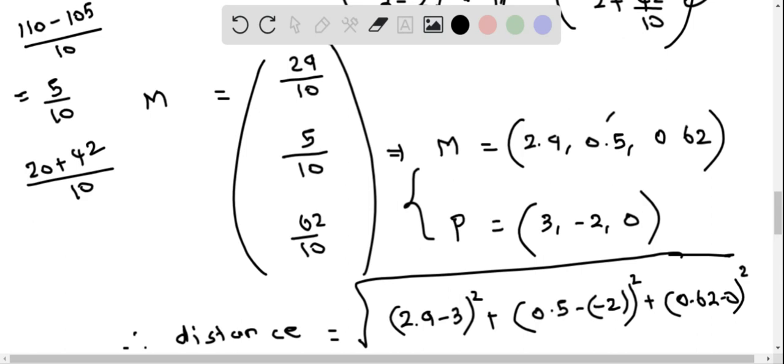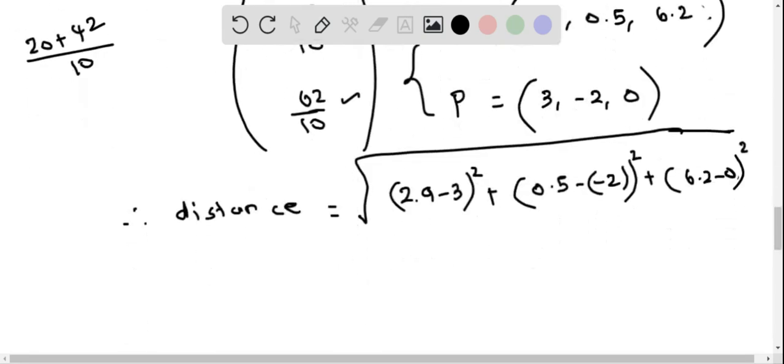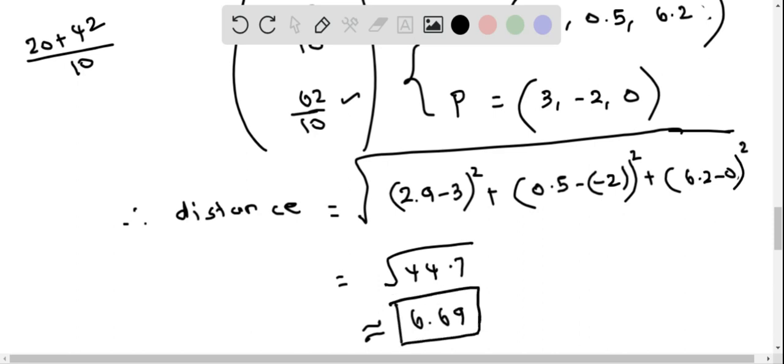Just need a correction here. This is not 0.62 because we have 62 over 10, and this equals 6.2. So let's make this correction here. This is 6.2 minus 0, quantity squared, and we can simplify this using the calculator. So we will get 44.7. We take its square root, and this is approximately 6.69, rounded to 2 decimal places. So therefore this is the distance between the point and the line.